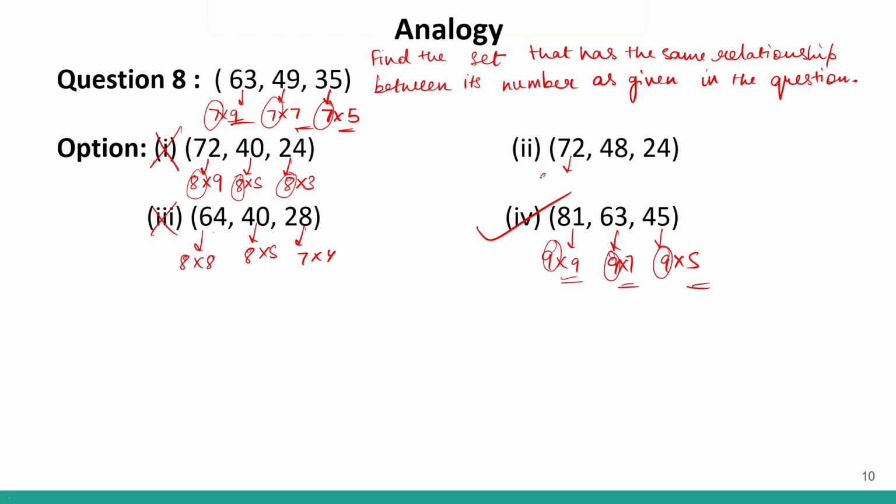Similarly, over here, this is 8 into 9. Correct? This is 8 into 6. And this is 8 into 3. So again, 3, 6, 9. Not 3, 5, 7, 9. That should be the case. So only option number 4 is the one that follows the same logic. Therefore, option number 4 will be the answer to this question. Clear?